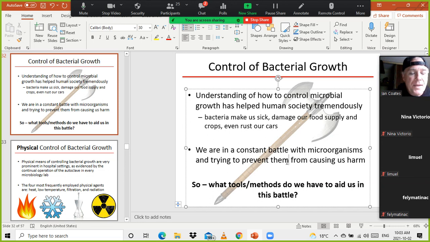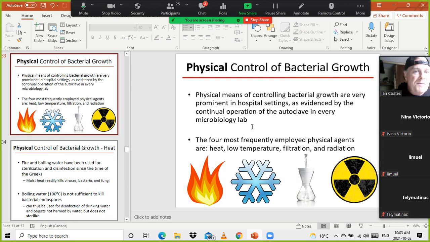Always. Okay, and you guys are going to be the frontline workers. You guys are going to be the soldiers in this battle against these bugs and these diseases. So what tools and methods do we have to aid us in this battle? Good stuff. There's physical means of controlling bacterial growth. The four most frequently employed physical agents there: heat, low temperature. You'll see there that low temperature, we're talking about bacteria control. Here we're talking about control. Here we're not necessarily talking about the removal and destruction. We're talking about controlling them.